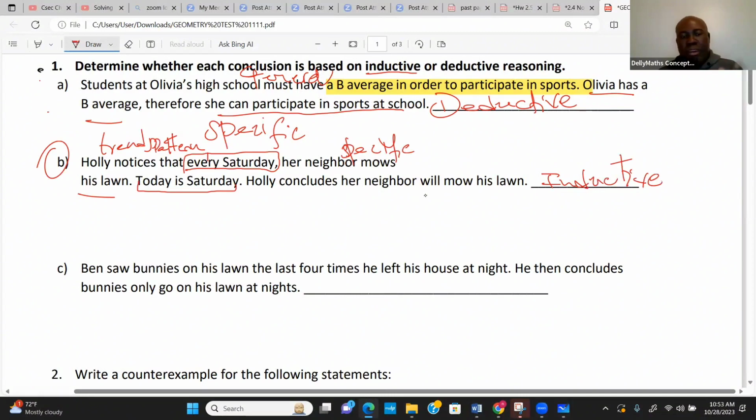So moving from every Saturday, her neighbor, it's very specific, and then we're going to go to general. So that is inductive right there.